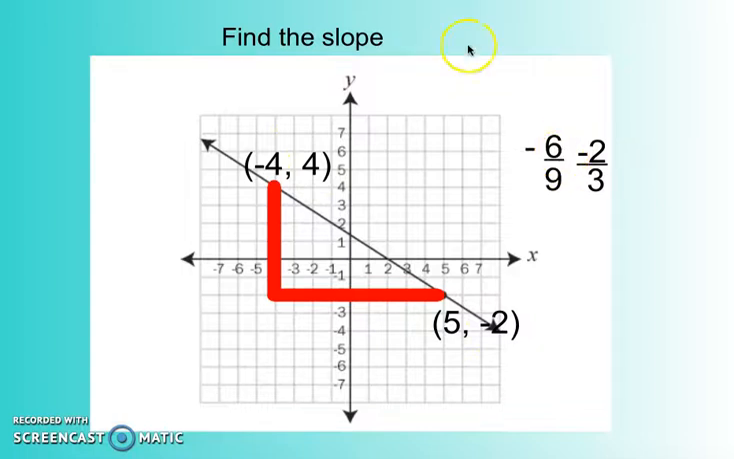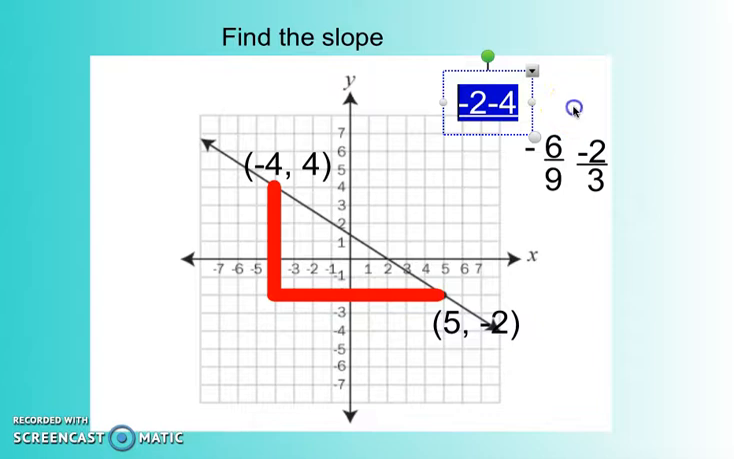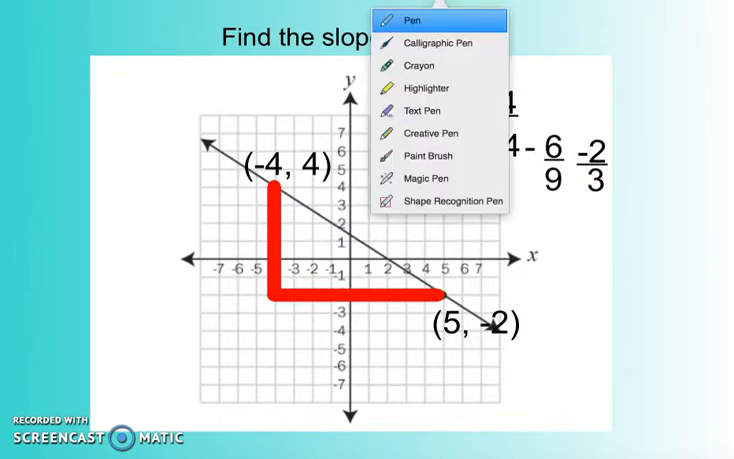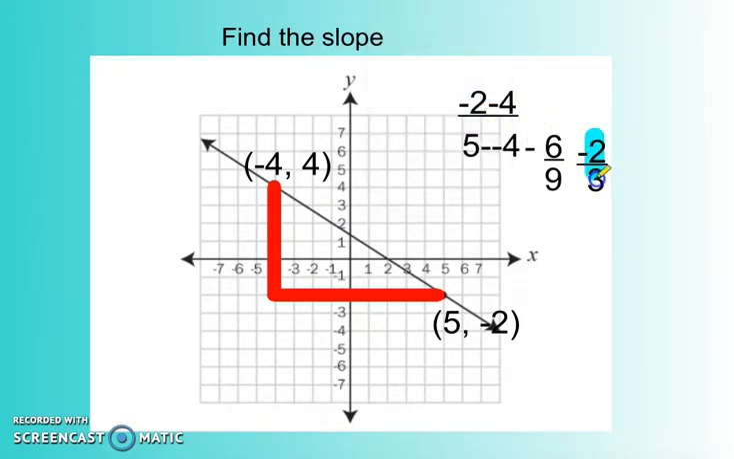Nice job. So remember, always start off with the top first: -2 minus 4. And I'm going to underline that because that's our top. And then our bottom was 5 minus -4. And that's where our -6 ninths came from. And remember, simplify, simplify, simplify. Our answer is not correct unless it's in simplest form.